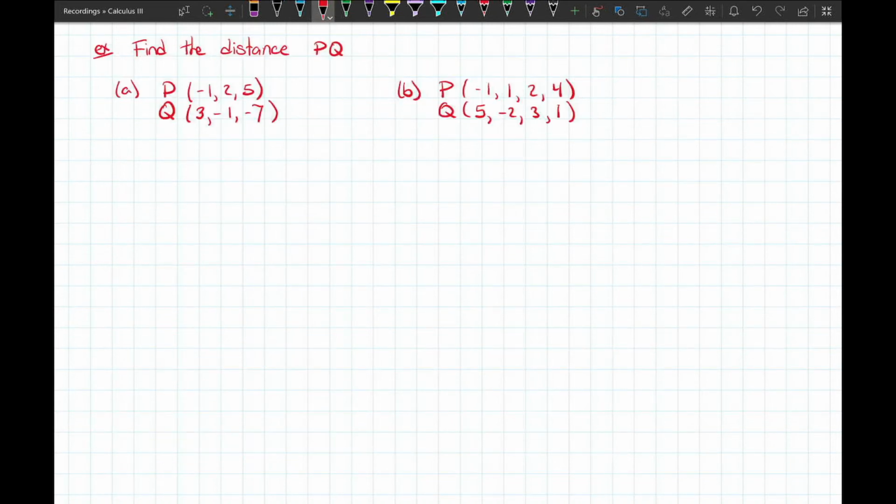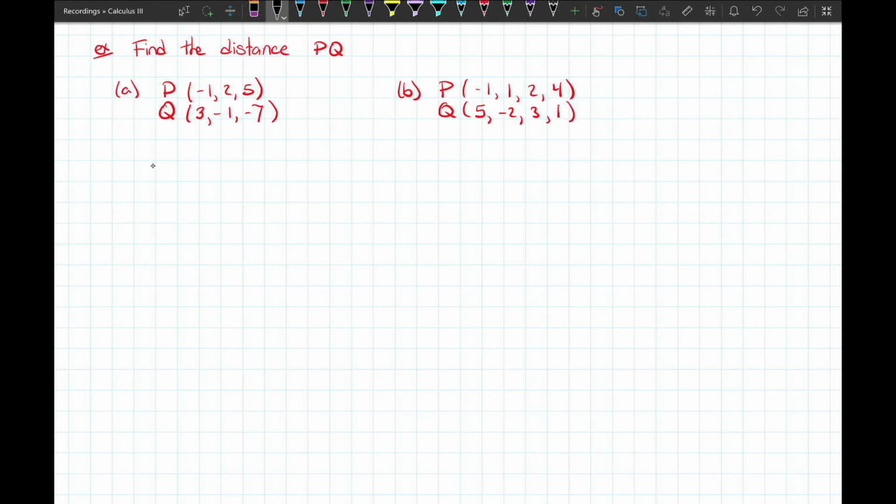Now, switching things up here a little bit, we're going to find the distance between points P and Q rather than A and B. You know, P for point and Q because, well, it's the next letter in the alphabet. We often use P and Q for points. Now, I've got one example here in 3-dimensional space and one example in 4-dimensional space, but the formula in general isn't really any different. So let's start off with this 3-dimensional example.